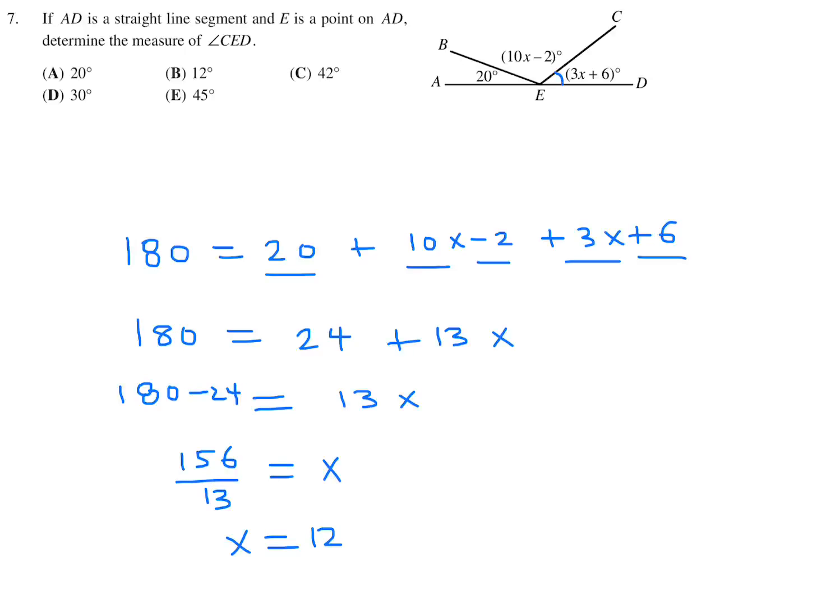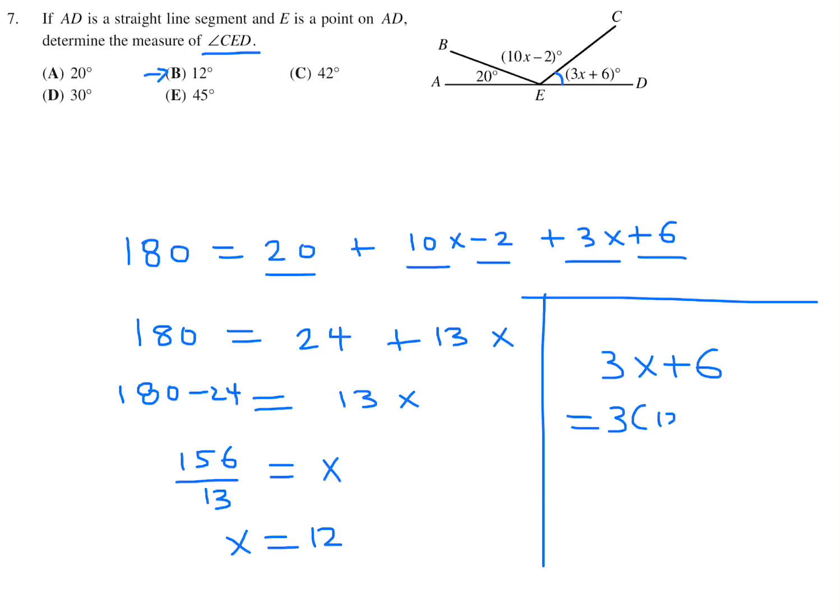But please don't choose answer B. Don't make that mistake, because that is wrong. They haven't asked you for the value of x. They've asked you for the value of this angle CED. And CED is represented by, right there, 3x plus 6. So we have to figure out what is 3x plus 6. Well, if x is 12, we can substitute that in there. And this becomes 36 plus 6, which is 42. So the answer to number 7 is C.